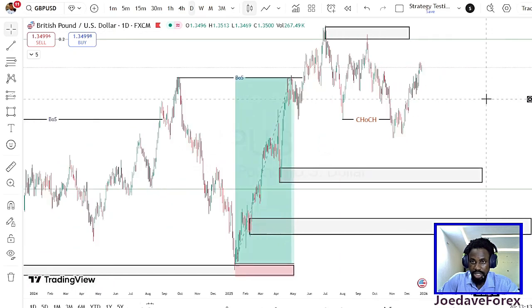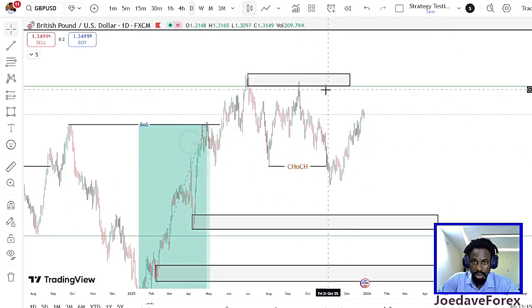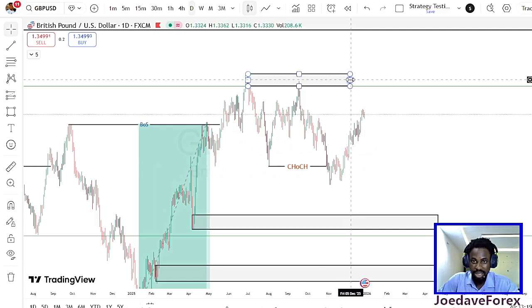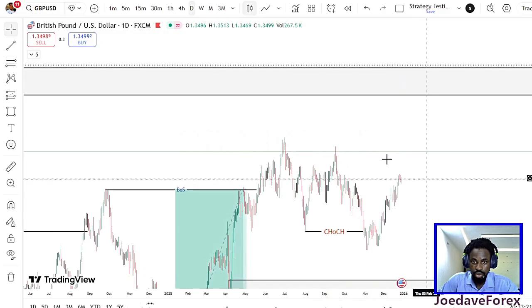So now I plotted this new level here, this one. Price tapped into it and what? We had a change in character there. Now I'm going to delete this level. It has done what it needs to do.